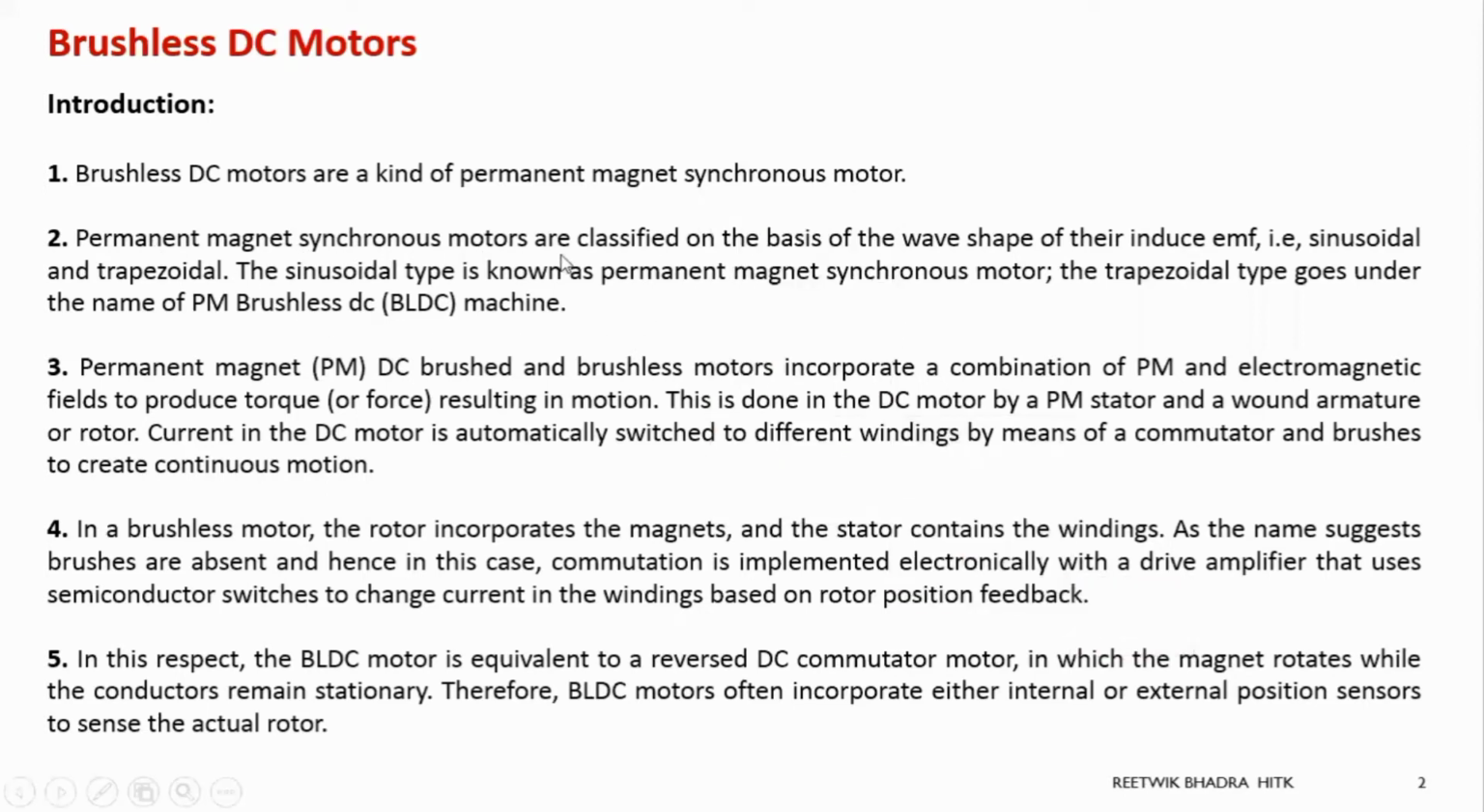Now, permanent magnet synchronous motors are basically classified into two types according to the EMF they develop, meaning the shape of the EMF. One is trapezoidal type, one is sinusoidal type. The trapezoidal type goes under brushless DC motor consideration, and the sinusoidal type is a different type of motor. We'll see how the EMF is trapezoidal over here, and a permanent magnet synchronous machine which has a trapezoidal type of EMF is a permanent magnet brushless DC machine.